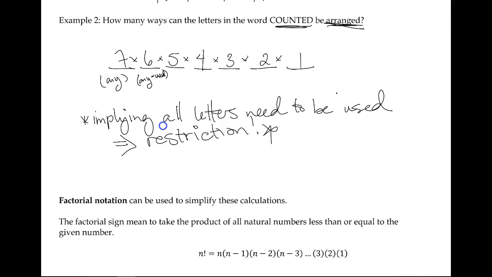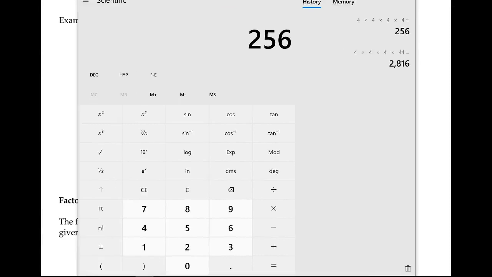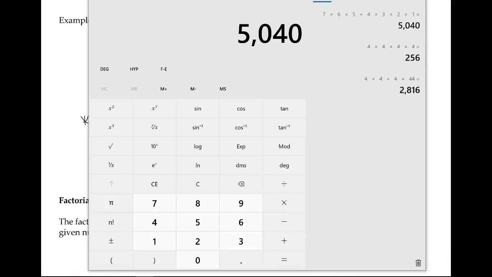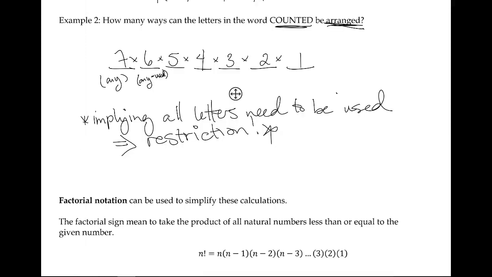Okay, and I would do this by punching it into my calculator. So on my calculator, I'd go 7 times 6 times 5 times 4 times 3 times 2 times 1. Now, you might type in the times 1 or not. That's completely up to you, in order to get 5,040 different arrangements.